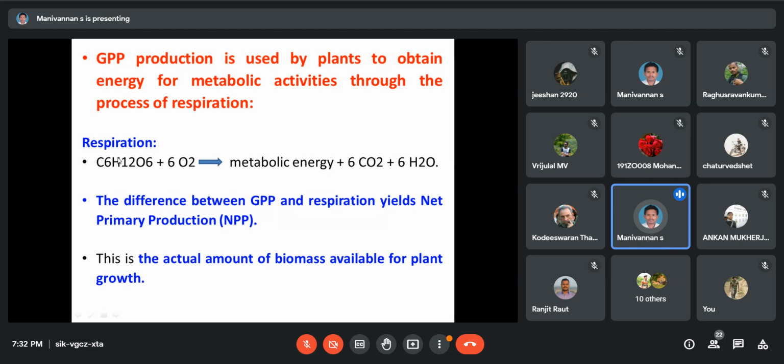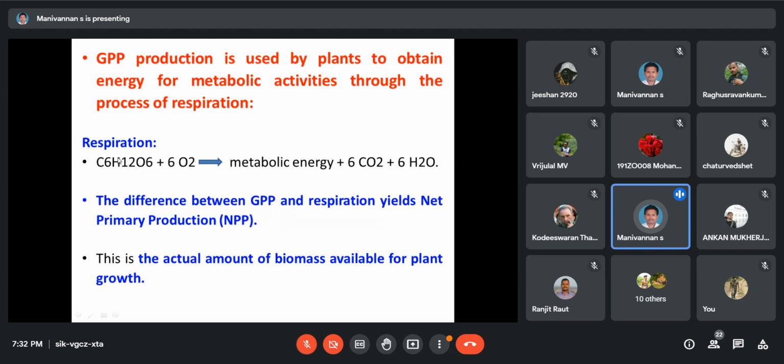What is anabolism? Anabolism means the production of energy, for example, photosynthesis. What is catabolism? Catabolism means breakdown, for example, respiration. Respiration is a catabolic process. Why is respiration a catabolic process?